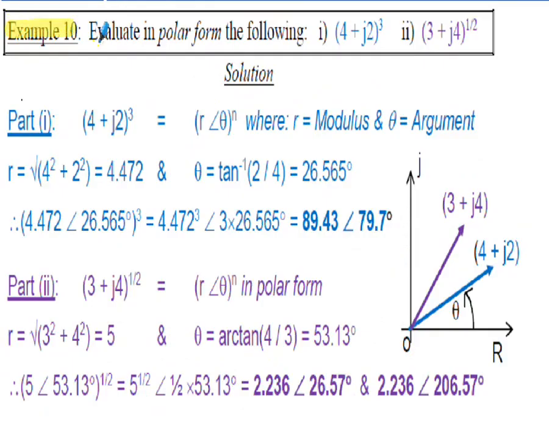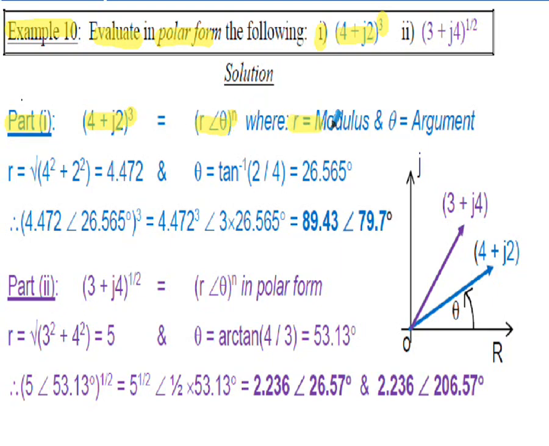Example 10. We're asked to evaluate in polar form the following complex numbers given in Cartesian form. So part 1. 4 plus j2 all raised to the power 3. Initially given the Cartesian form of 4 plus j2 all to the power 3, we're going to convert that into the polar form of r argument theta to the power n.